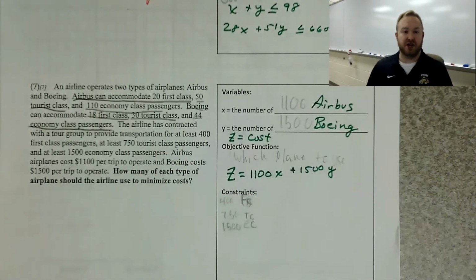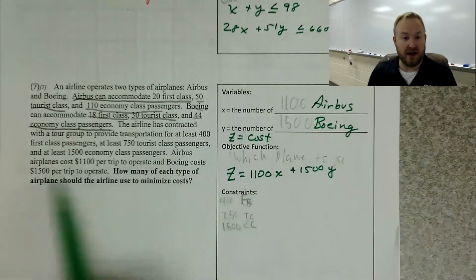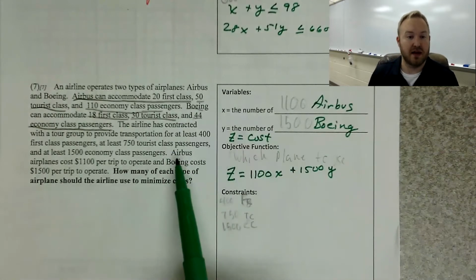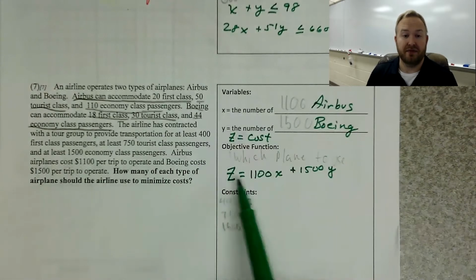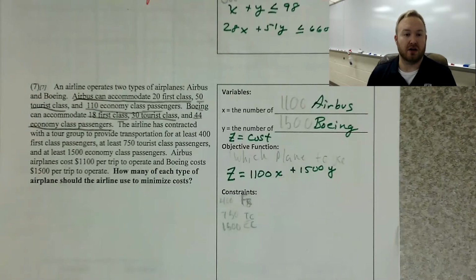So there's our objective function. We've taken care of that. We knew that Z was cost. We looked at the information in the problem that had to deal with cost, and that's how we wrote our objective function. Now let's look at our constraints.